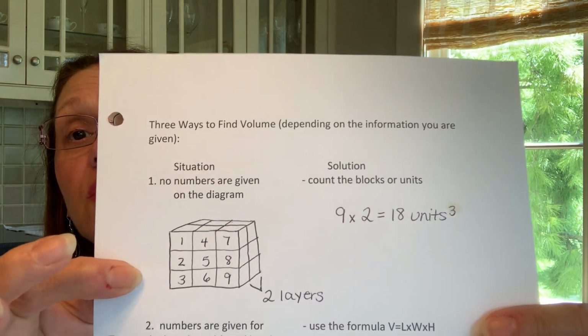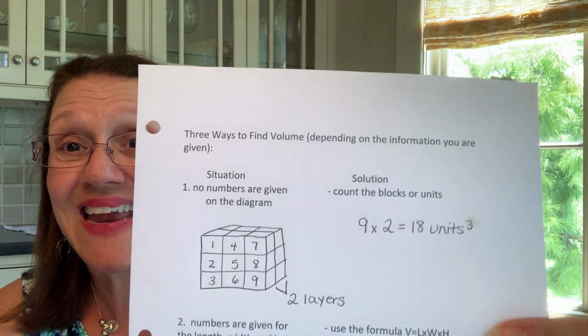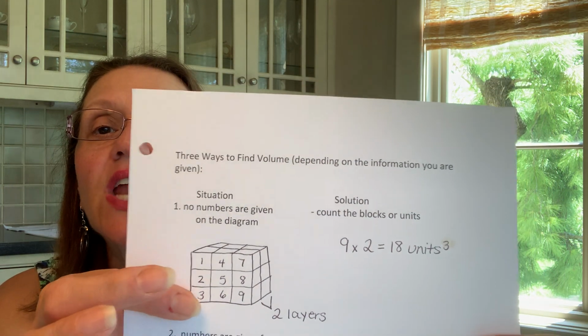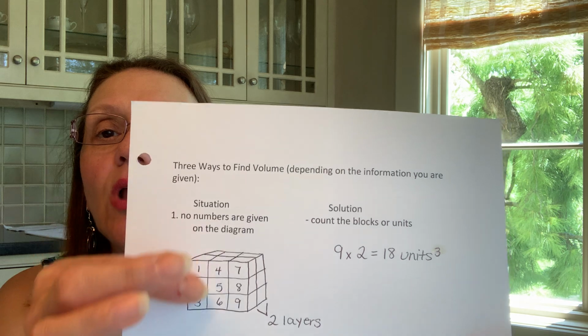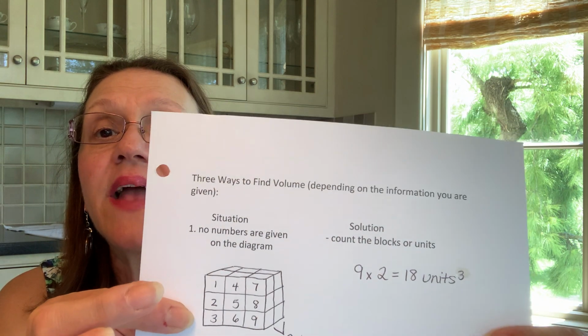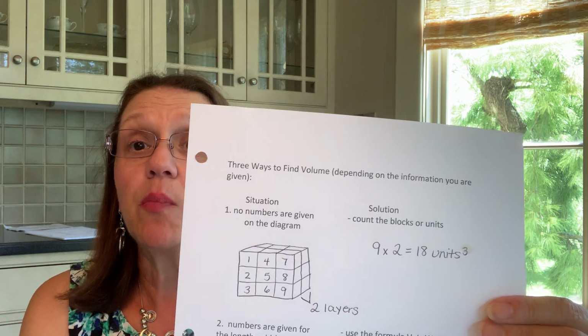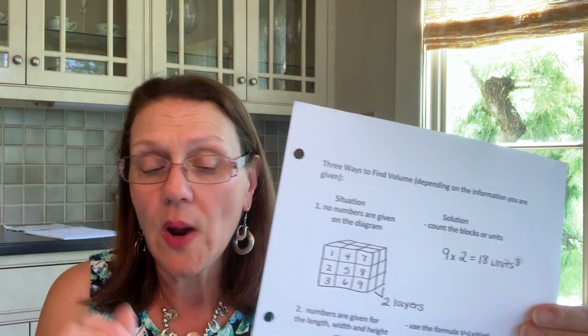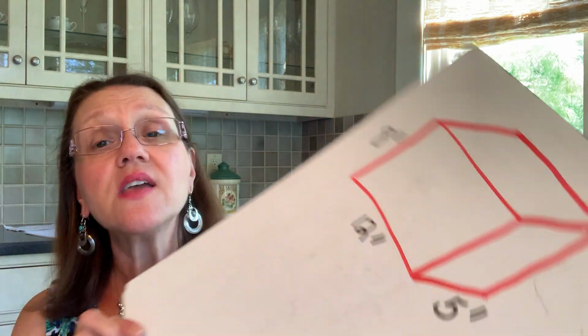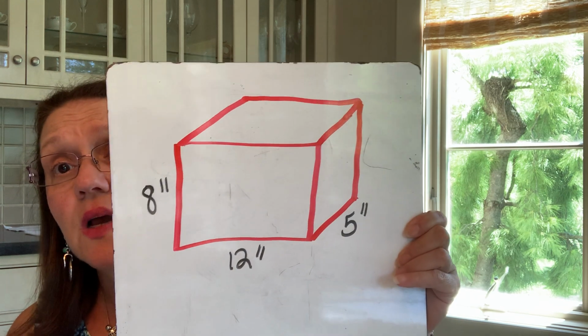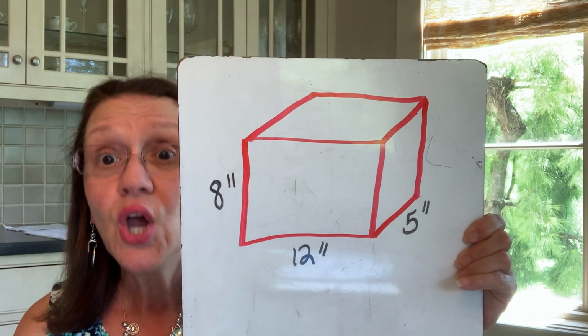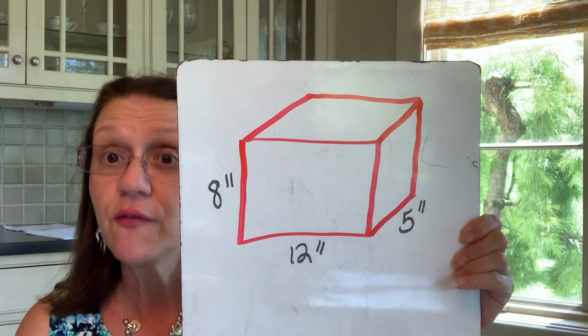Now the first way is dealt with in the video for chapter 8. That's when you are given a diagram that is outlined in blocks and you can simply count up the blocks. That's the first way. But the second and third way both deal with formulas. That is when you are given a diagram like this that has no blocks. So there's nothing to count. You have to use the formula for volume.